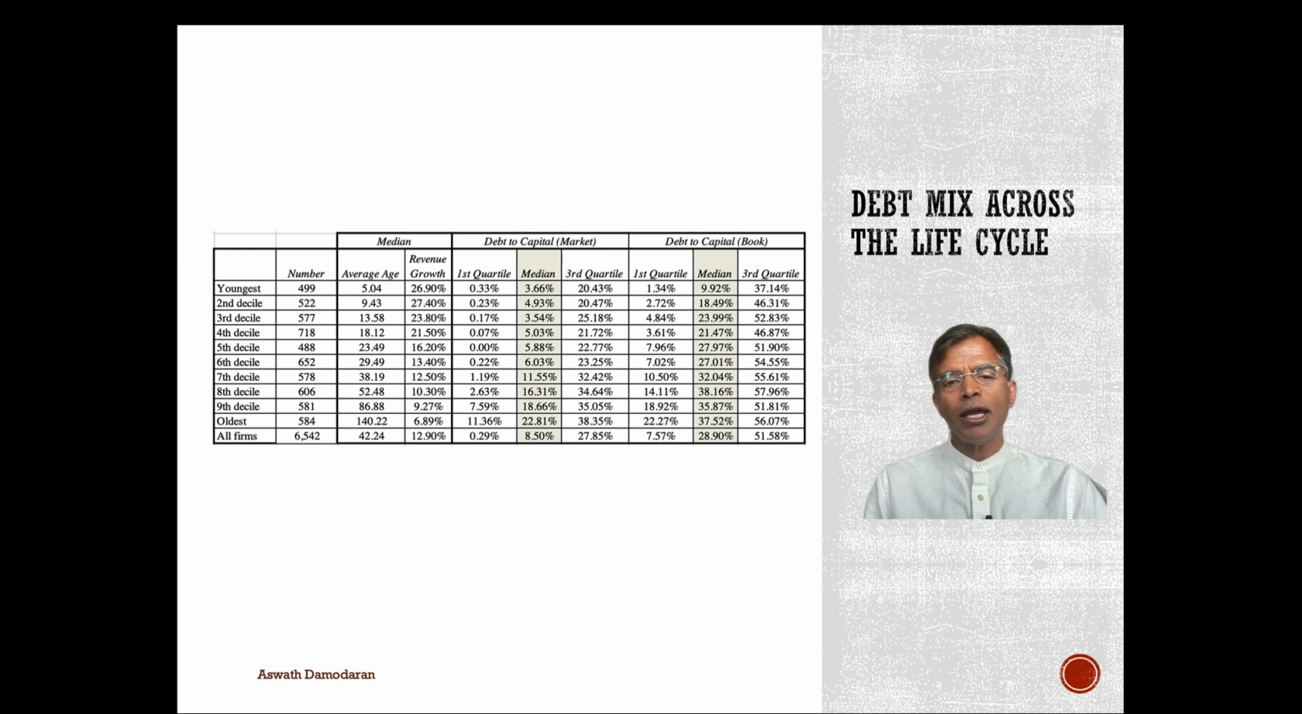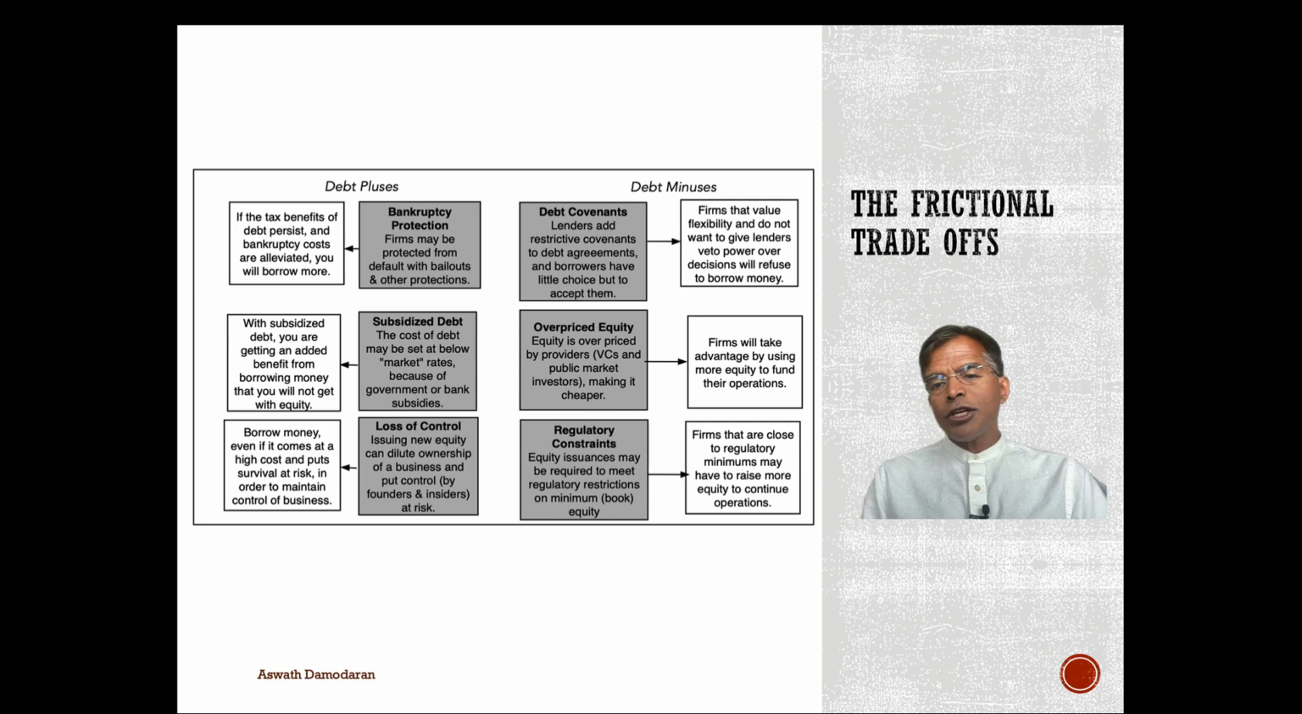And if you look at, earlier we talked about age being a good proxy for where you are in the life cycle, at least in terms of the debt mix, you see the debt mix play out as companies move through the life cycle. Now, there are, of course, frictional trade-offs that can lead companies to deviate from that script. What is a script? The script basically says young companies should not borrow very much money, older companies should borrow more. Let's talk about the frictions that can lead companies to do something different from what that trade-off would suggest.